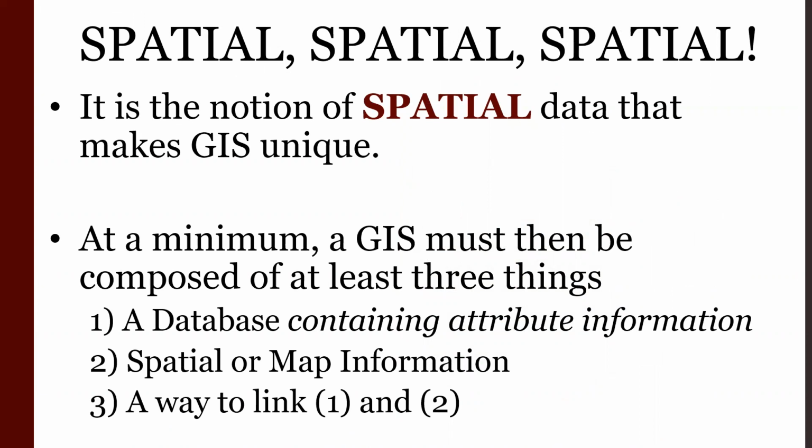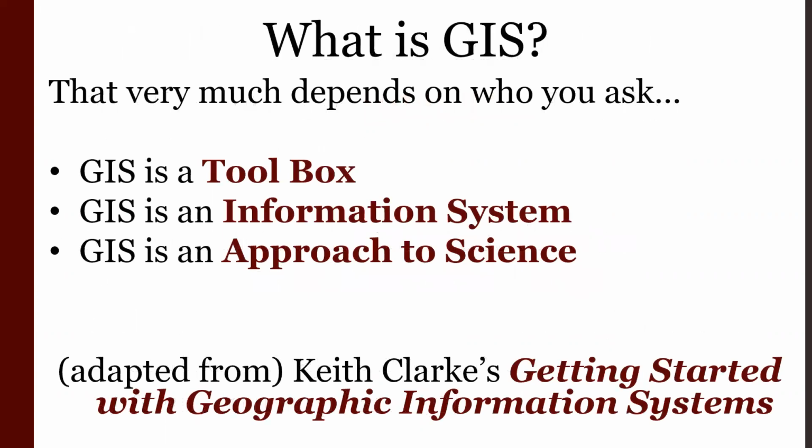So really a GIS is just three things. It's attribute information in some kind of a database with spatial or map information and a linkage between those two things. That's what it is. And it's with those three components that we can do GIS.